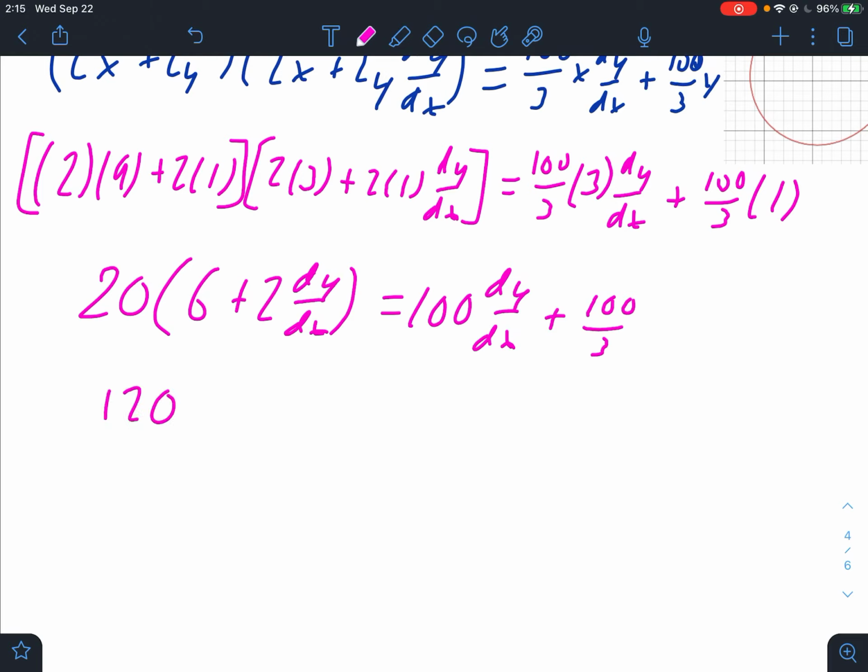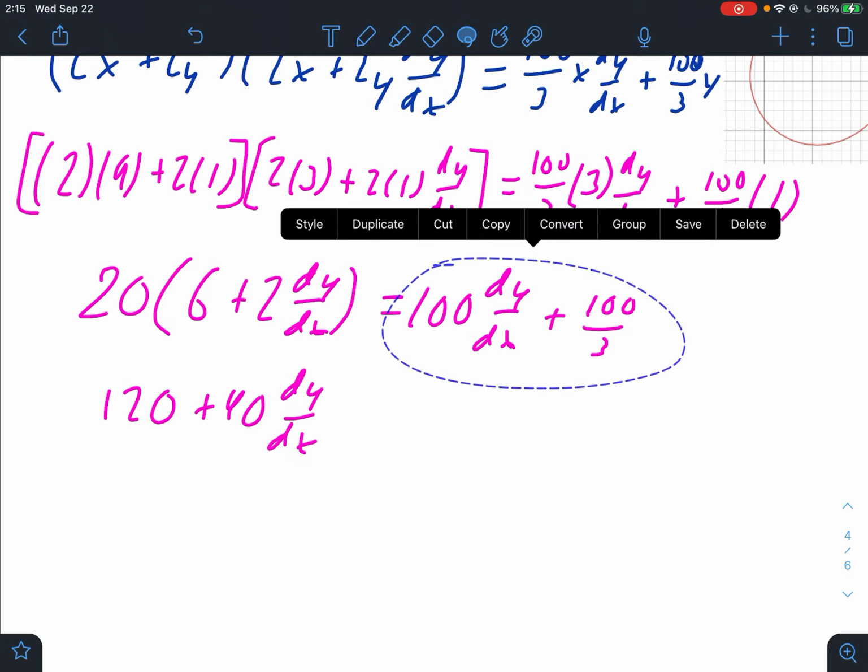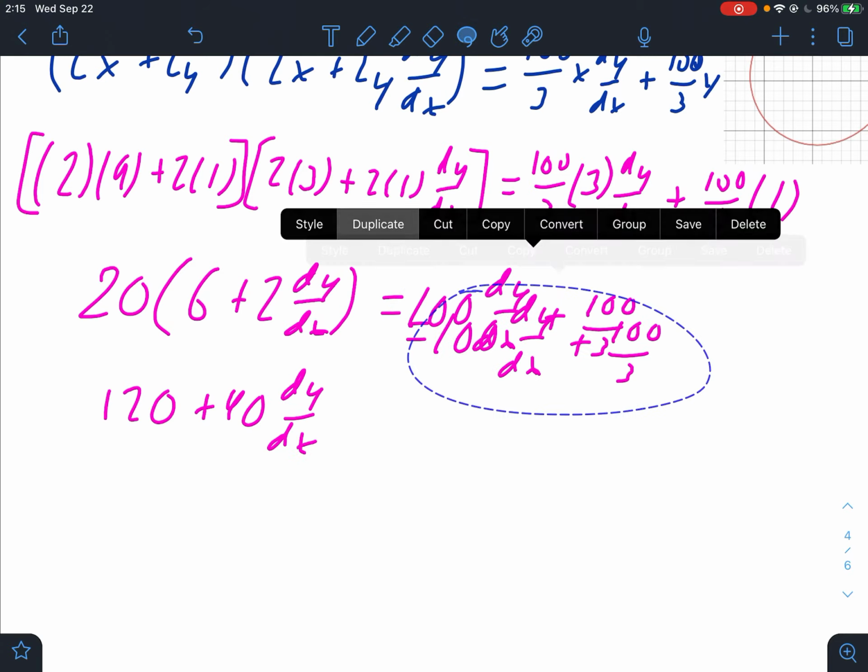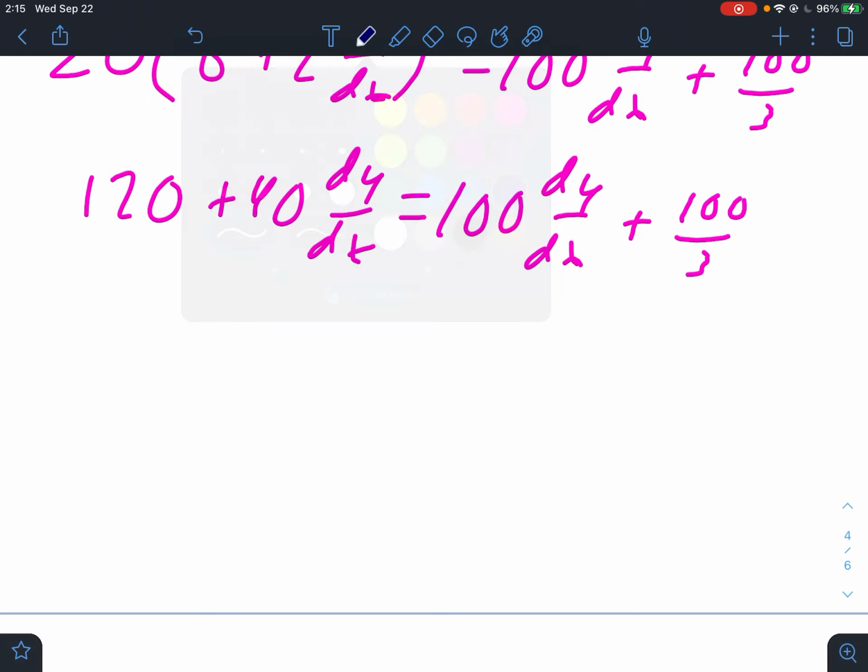And then just keep simplifying here. Right side's not going to change yet. And now we can say, all right, let's get our dy dx's together on one side. So I'm going to subtract 40 dy dx from both sides and I get 60 dy dx.